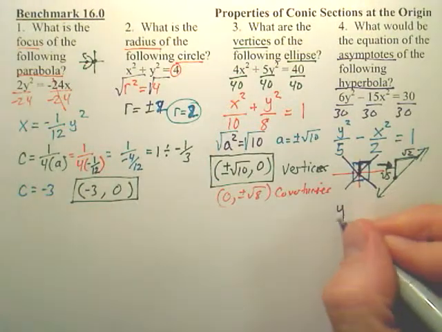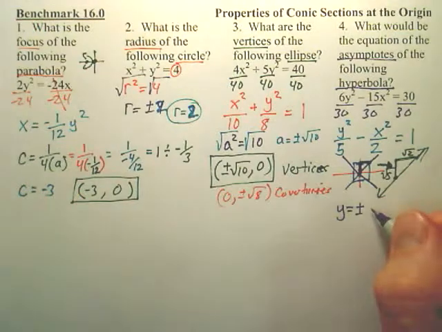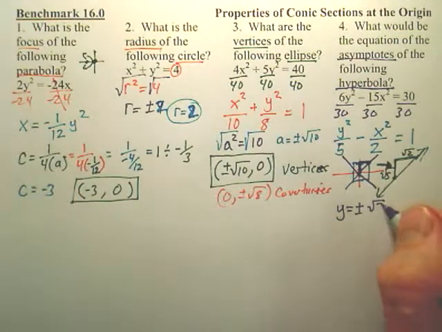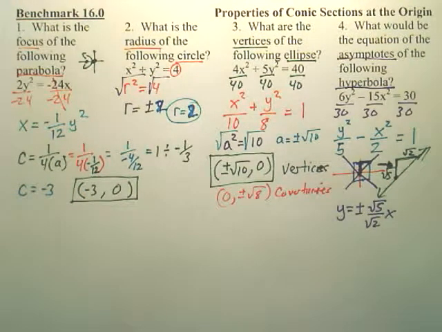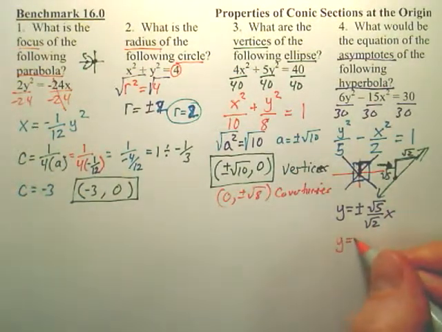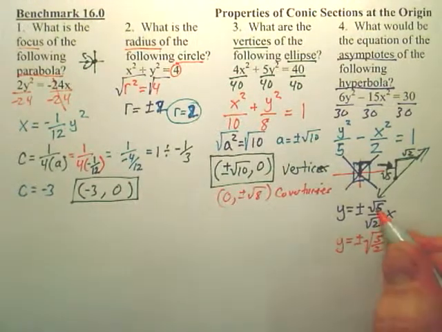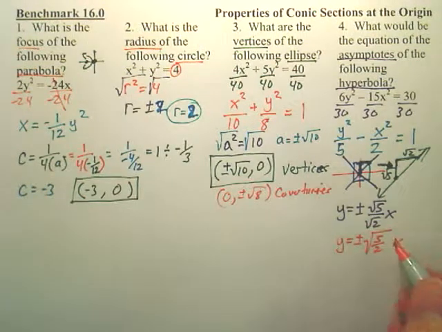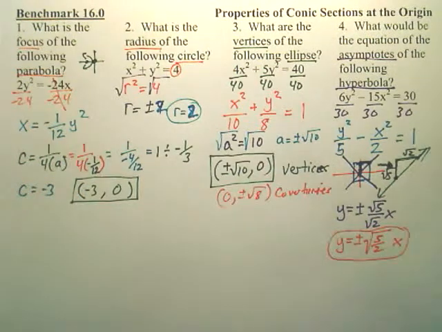So the equation looks like y equals plus or minus, because there's a positive slope line and a negative slope line, the rise, which is square root of 5, over the run, which is square root of 2, times x. And that would be the equation of the asymptote. It's rise over run. Now, we're not supposed to have a square root on the bottom, so the easiest way to rewrite this would be plus or minus the whole thing under one square root, because when you have square roots on both, you can combine them into one square root. That would be a technical way of writing the equation of your asymptote.